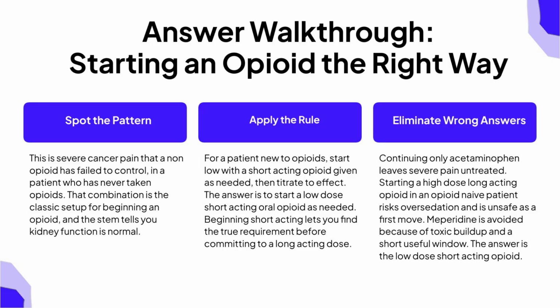Third, eliminate the wrong answers. Continuing only acetaminophen leaves severe pain untreated. Starting a high-dose, long-acting opioid in an opioid-naïve patient risks dangerous oversedation. Meperidine is avoided because of toxic buildup. The correct answer is the low-dose, short-acting opioid.